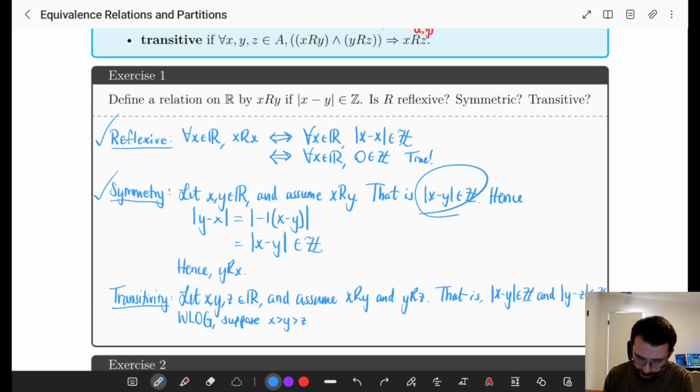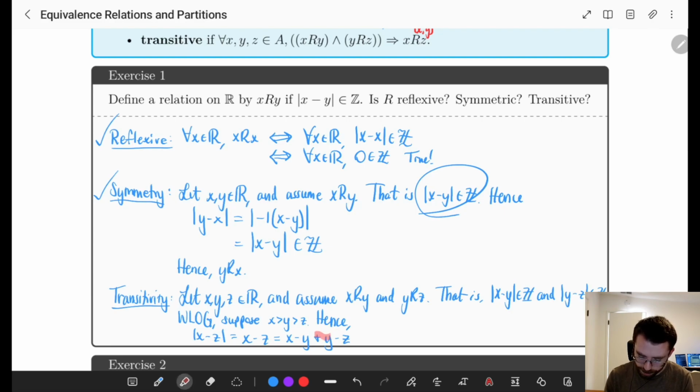Now, since I'm assuming that, we said we wanted to look at x minus z in absolute value, but x is bigger than z, so x minus z will be positive. It'll just be x minus z without absolute value bars. And what can I do from here? I want to show this is an integer. Well, the inspiration comes from what I was doing with my fingers. You know something about this distance, you know something about this distance. If you add them together, you get the full distance. So let's do that. That's like saying x minus y plus y minus z.